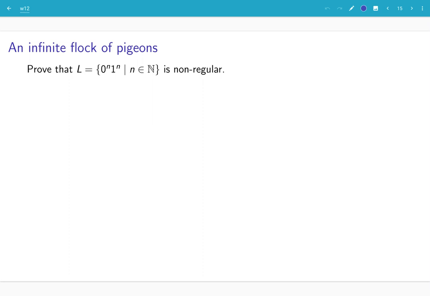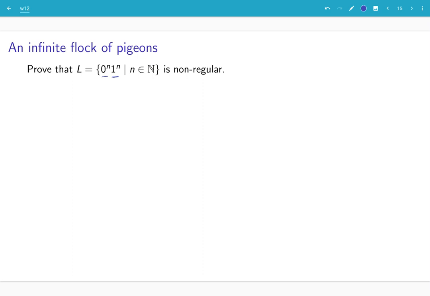Now we're going to generalize this. We're going to circle back to proving that a language is not regular. And we're going to do it using an infinite number of pigeons. So here's the classic example of a non-regular language. And this is the one that we saw before in week 9. So some number of zeros followed by exactly the same number of ones. Prove that that's not regular.